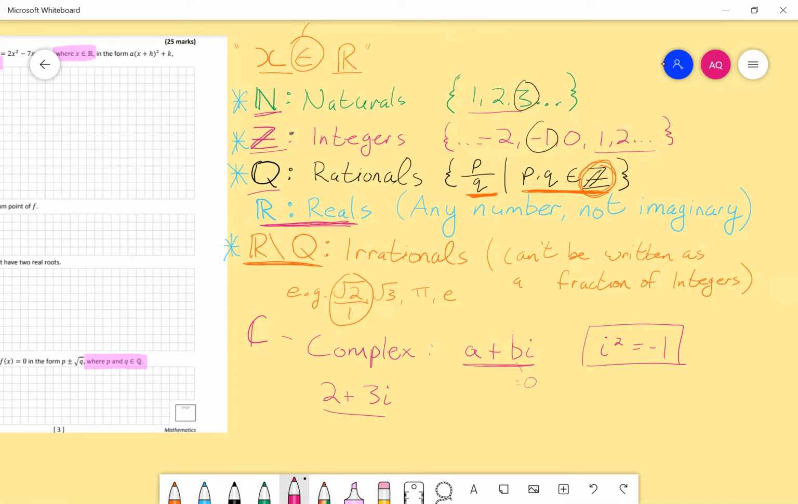Whereas if I looked at the number 2, which I can write as 2 plus 0i, that could be considered a real number because there's no imaginary part, or a complex number because it can be written like this. Okay, so all real numbers are complex numbers. Not all complex numbers are real. Okay, so that's our number systems part.